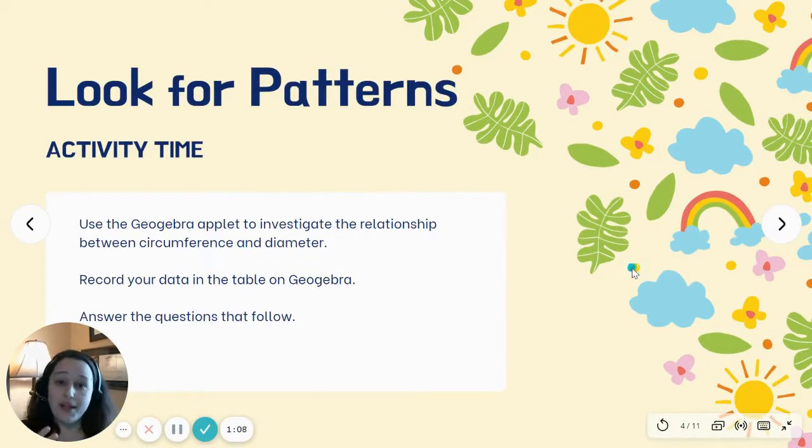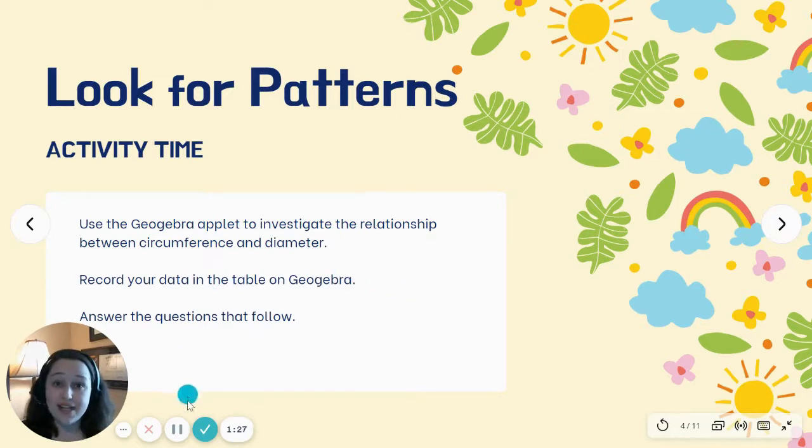You are going to be looking for patterns. I kind of consider math the science of patterns. So that's really what we're doing here, we're investigating patterns, right? We're looking at the relationship between the circumference, which is the outside, compared to the diameter of the circle. We're going to record our data and answer questions that follow.